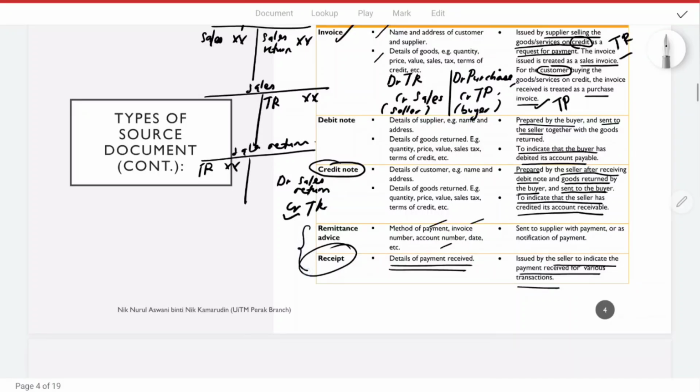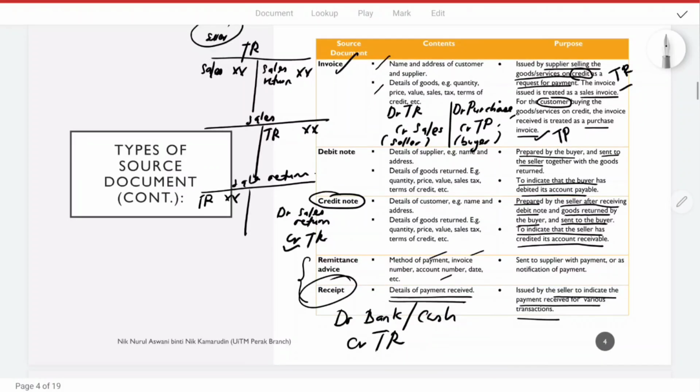When the seller receives the payment from the buyer and issues the receipt, the journal entry is debit bank or cash, depending on the transaction, and credit trade receivable. So we are going to update our accounts here. There will be bank XX, and in the bank account you record on the debit side. These are examples of source documents that support business transactions, especially selling and purchasing.